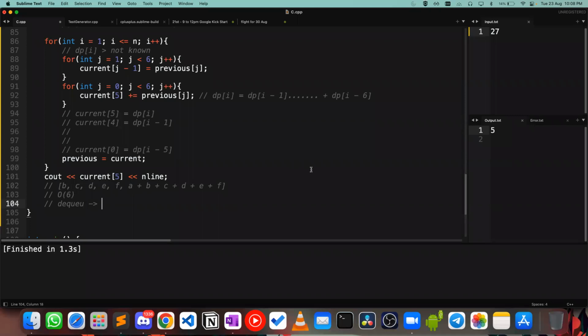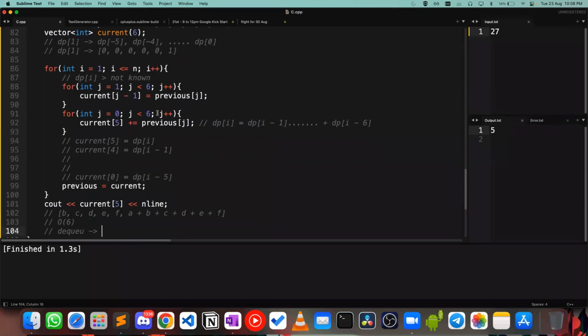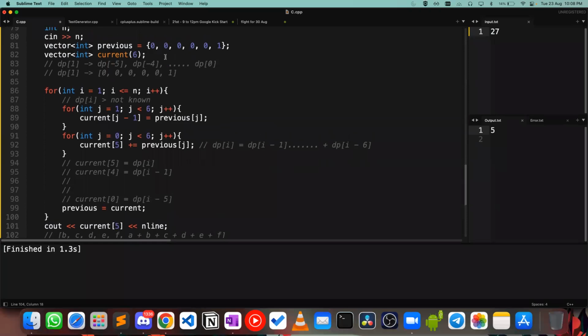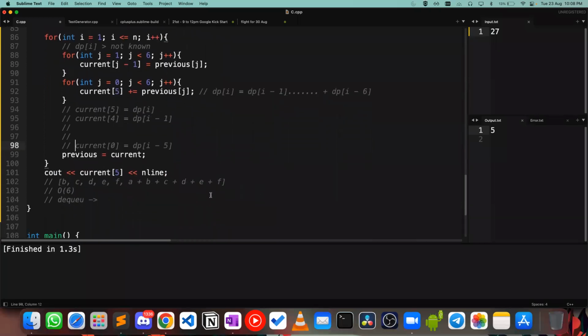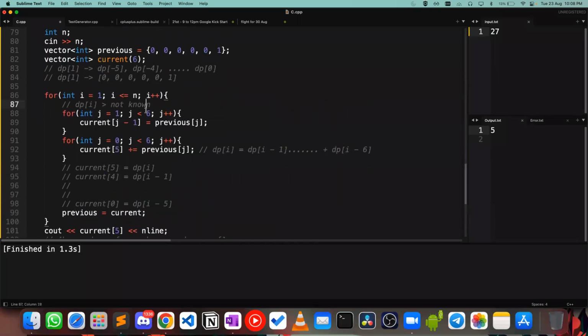One thing, this is one proper strategy that I've given you. Always think of two vectors and update your current vector with respect to the values in the previous vector, and at the end just update your previous to current. You just have to follow this one strategy. You don't have to think about DQ or removing something or updating anything. If you follow this, I think this should be fine.